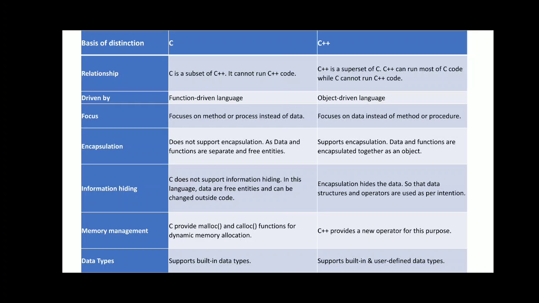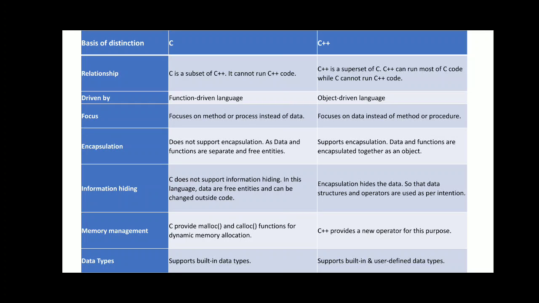In C, data are free entities and can be changed outside the code, whereas encapsulation hides the data, so the data structures and operators are used as per intentions. Whatever we want to use, we are able to use. That is called the concept of data hiding. Whatever we want to hide, we can hide.